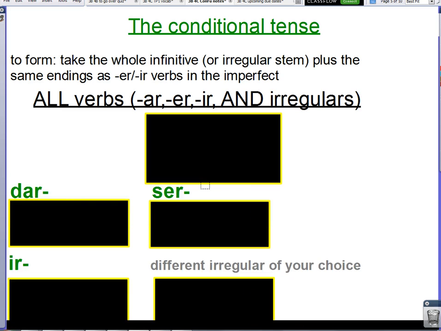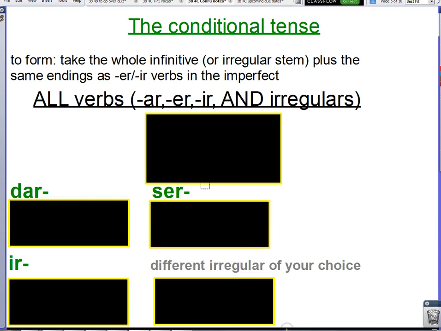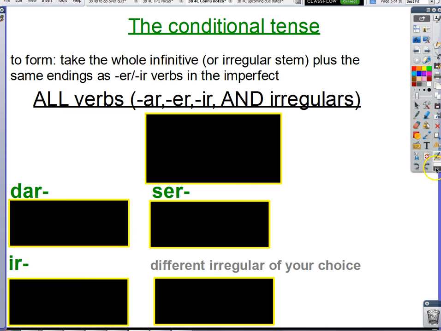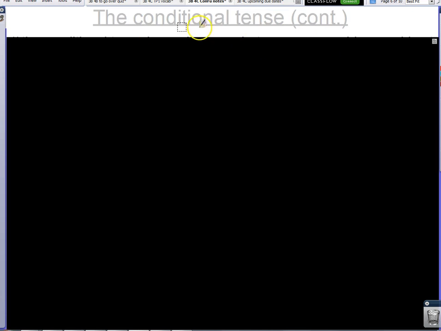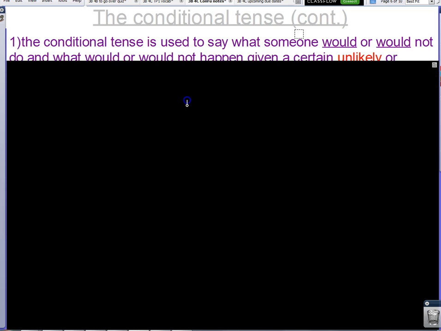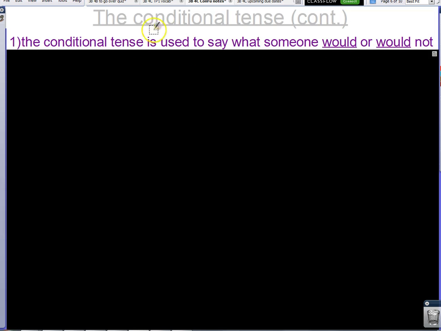And for really good solidifying practice, we're going to need the charts for these verbs and a different irregular verb than what you chose for the future tense. And don't leave it topless. Let's find out what it's used to say. You don't have to rewrite this, it's just the conditional tense continued. When I said you don't have to write this, I meant that gray part. You do need to write what it says here for number 1.